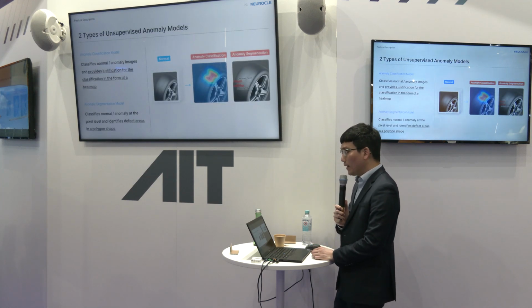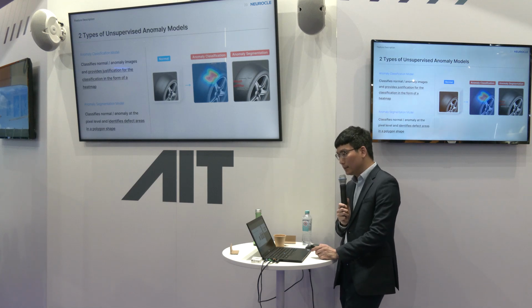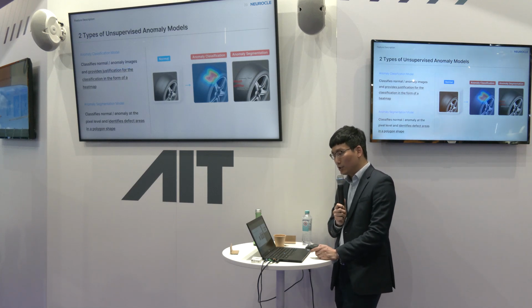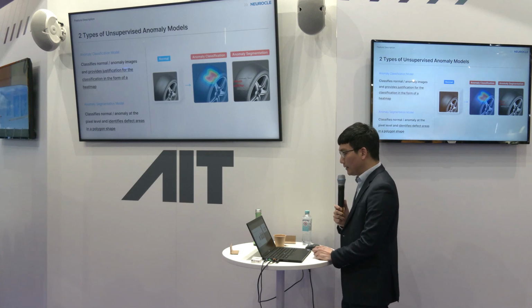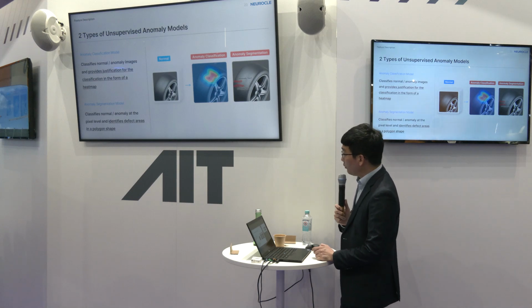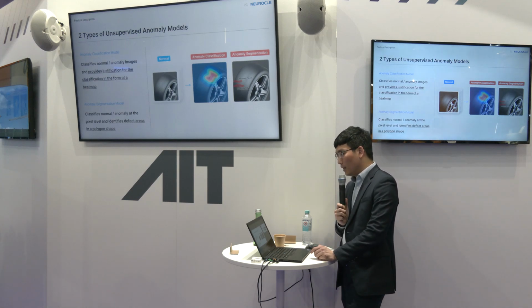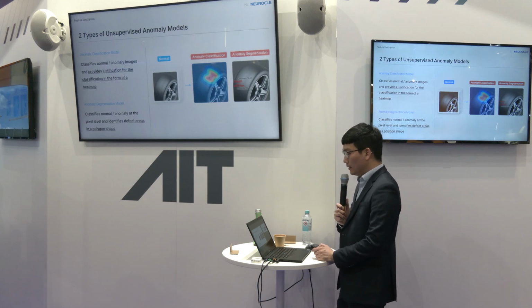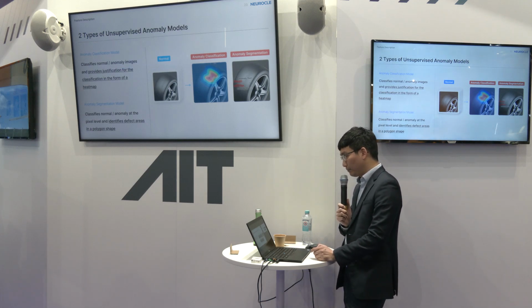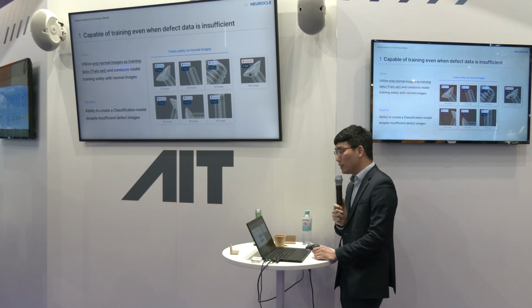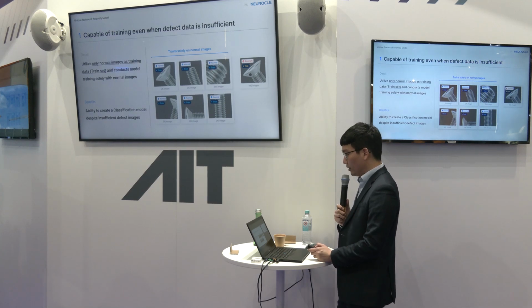So we provide two types of anomaly models. One is anomaly classification, and the other is anomaly segmentation. The result is very similar to normal classification and normal segmentation. For classification, as you can see, we provide a heat map, and for anomaly segmentation, we provide some blobs on the surfaces. So as I mentioned, the biggest benefit of this anomaly model is we can train when the defect data is very insufficient.